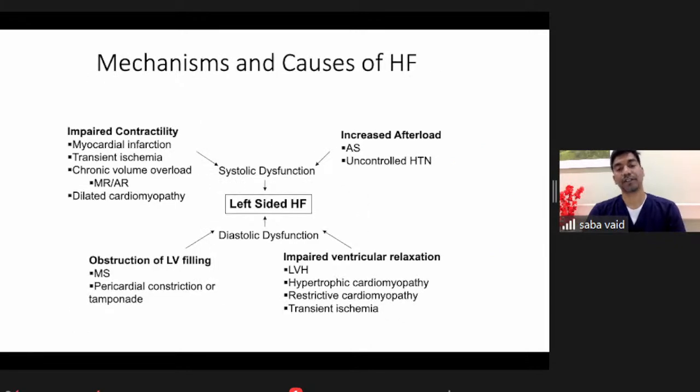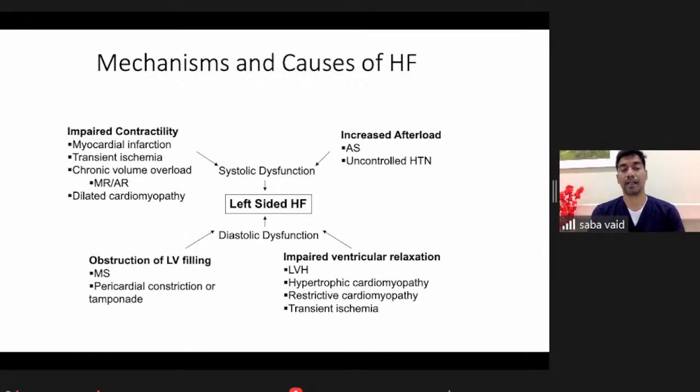Now, some of the causes are very closely attached to the mechanism by which they cause failure. For the left side, you can broadly classify it as a systolic dysfunction or a diastolic dysfunction. Technically, a systolic dysfunction is something which leads to a forward failure. Here, there are two important problems. Either there is an impaired contractility of the left ventricle itself, which is very easy to conceive.